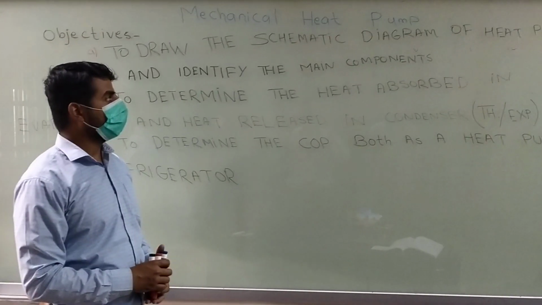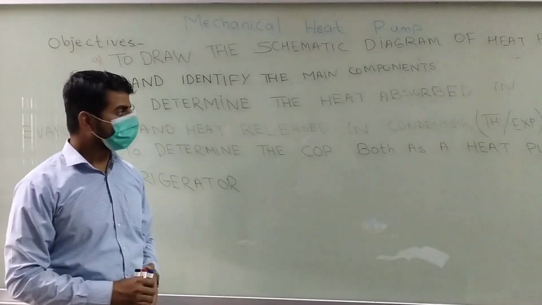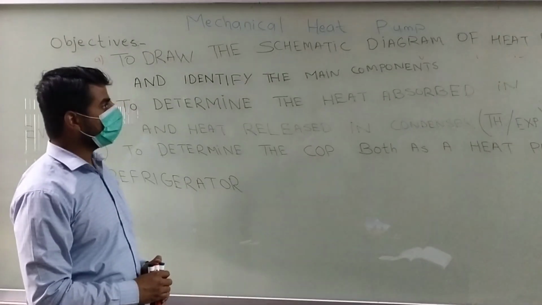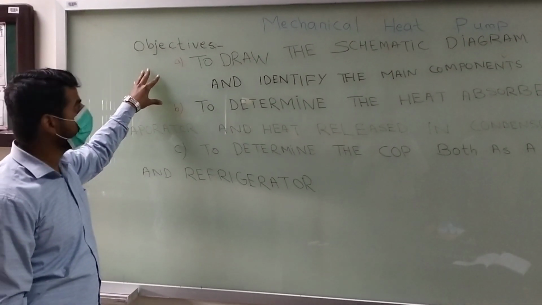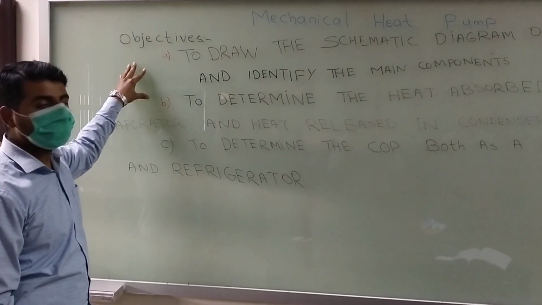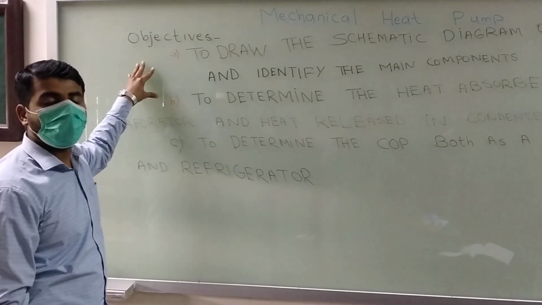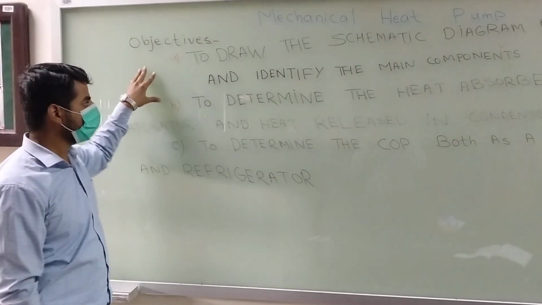Today we have to look at experiment number 9. This is basically related to heat pump. The objectives of the experiment have been written down on the board. First of all, you have to draw the schematic diagram of heat pump and you have to identify the main components of the heat pump.